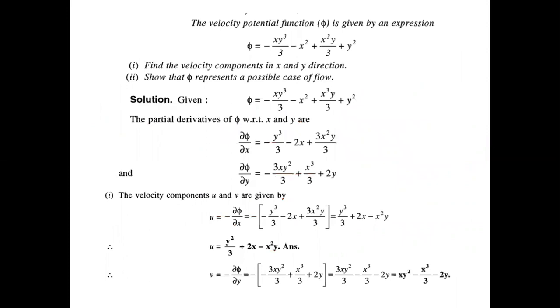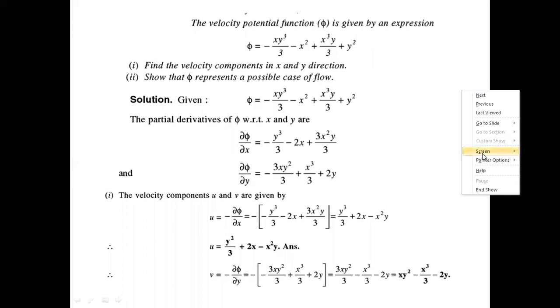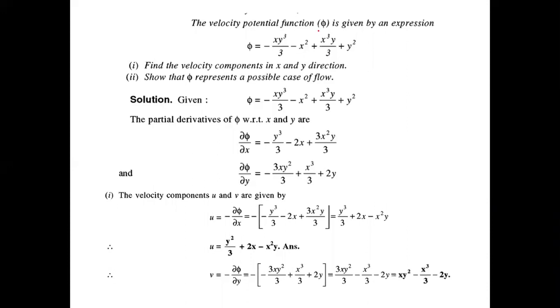Let's see. This small numerical is similar to two or three more numericals that we are following, which are the same as this one. So let us try to see this numerical. In this numerical, we have been given a value of phi.